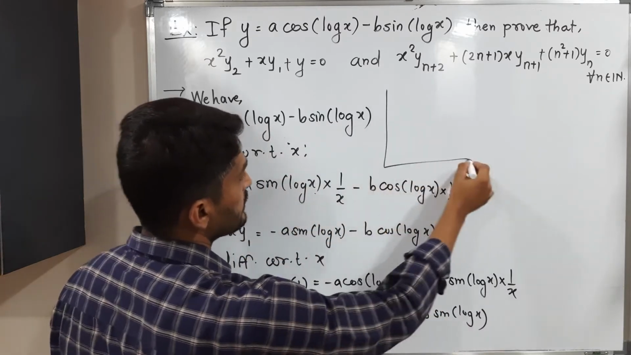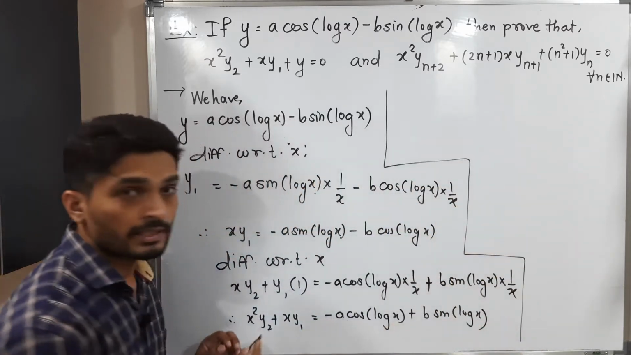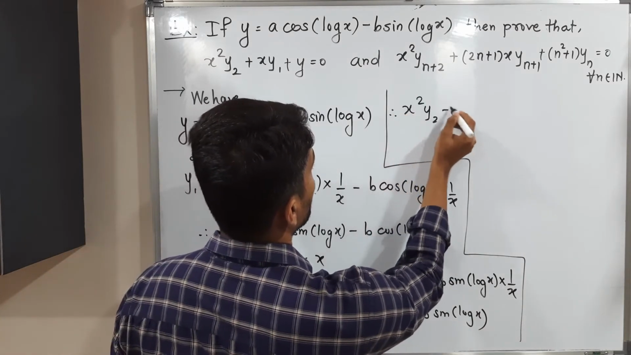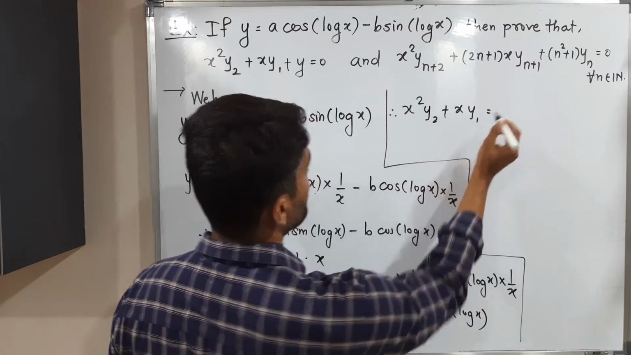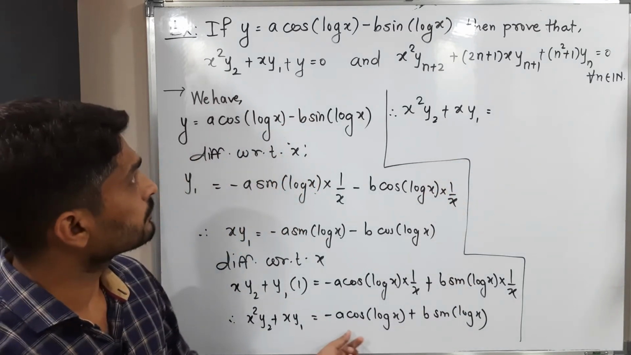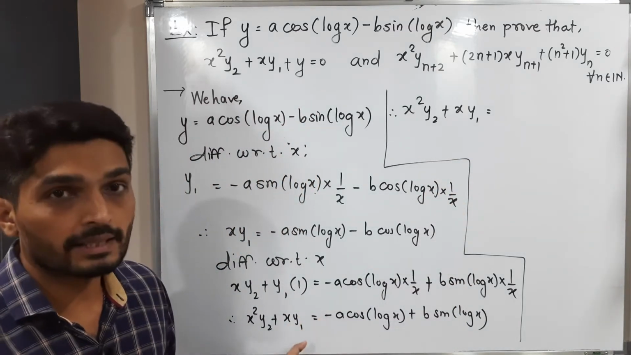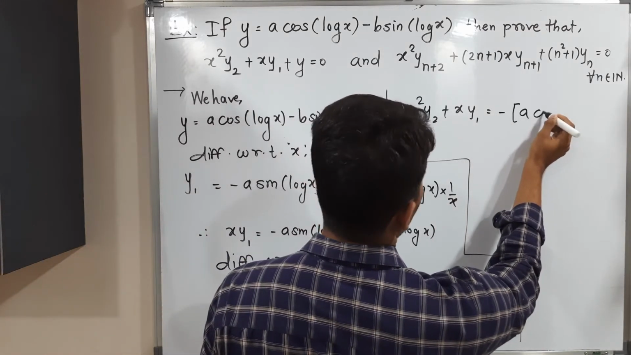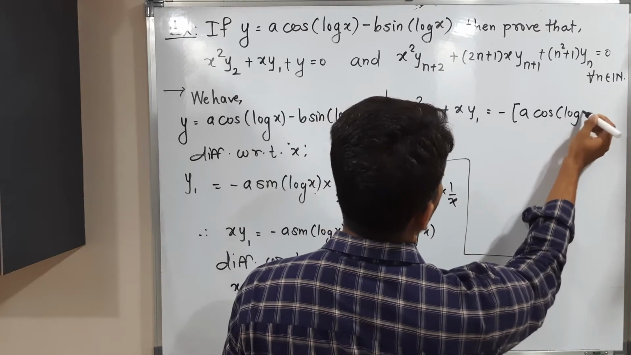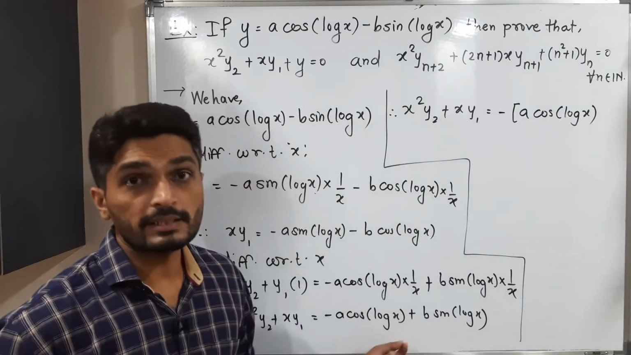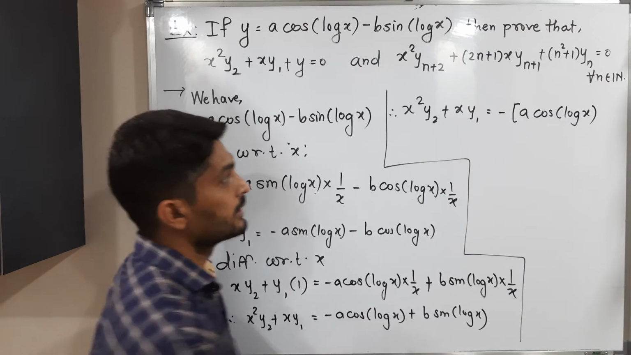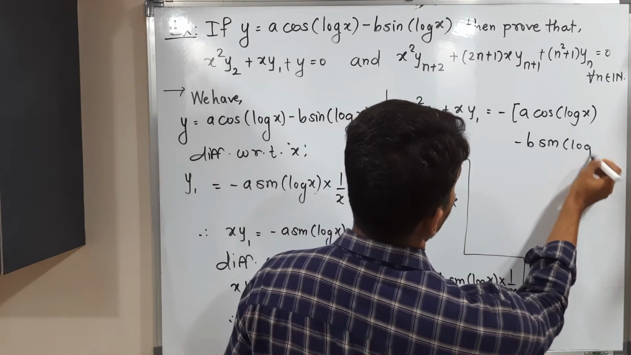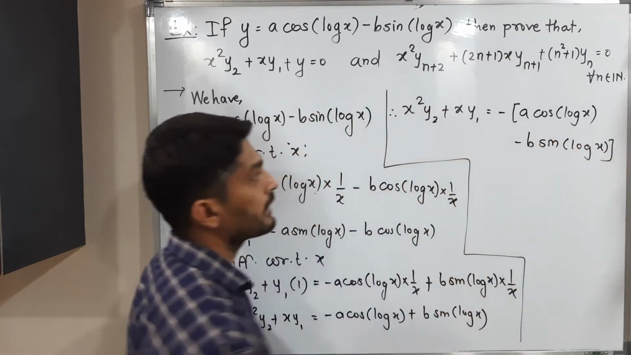So yes, let us continue here. The left hand side I will write as it is: x square y2 plus x y1. This is equal to, I will take the minus sign common. So a cos log x. But there is no minus sign to take common from the second term, so I should write a minus there, since when you solve the bracket you will have plus again: sin log x. So by taking the minus sign common, we have got that bracket.